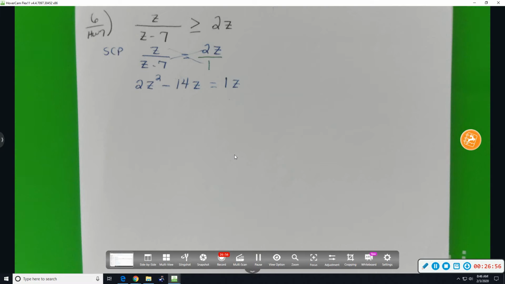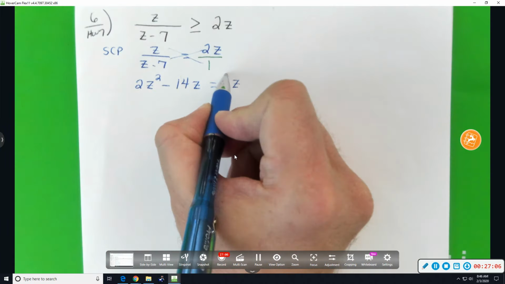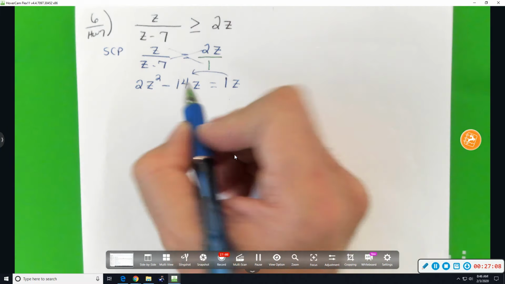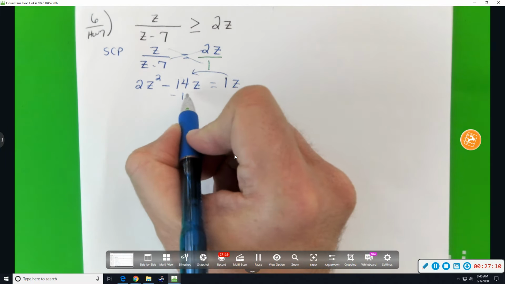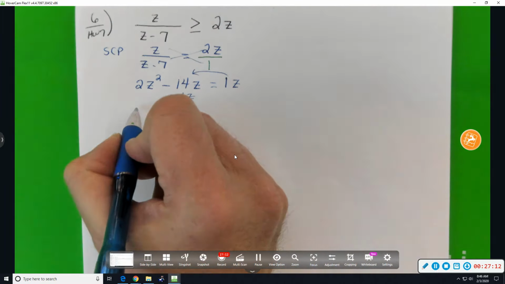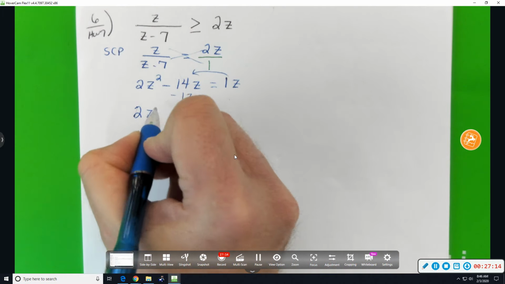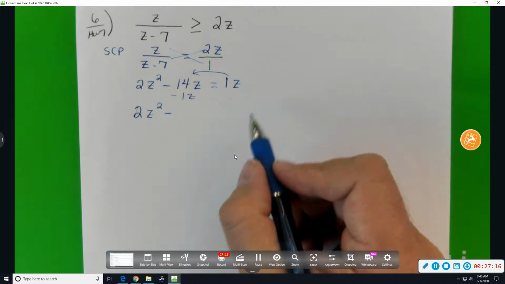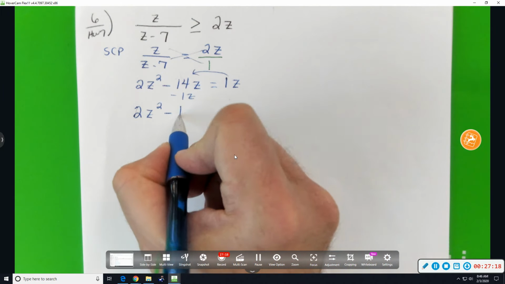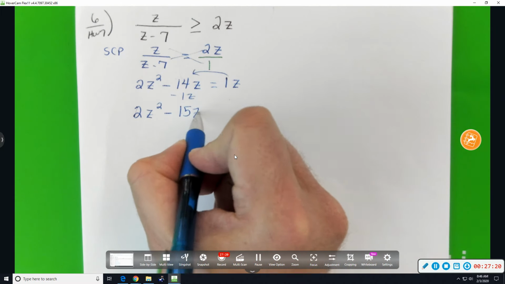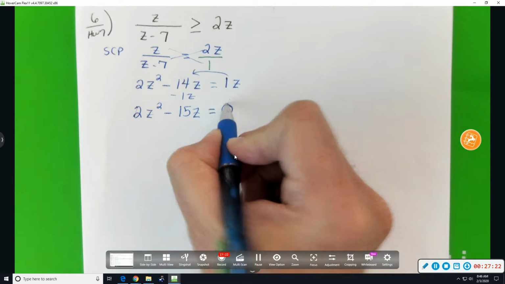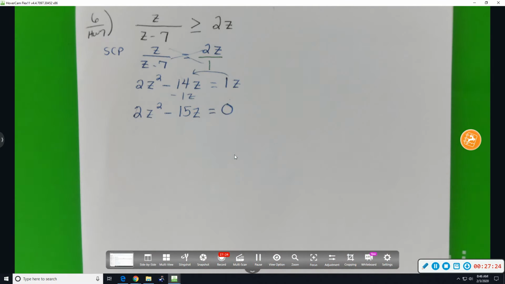And this is another quadratic equation. So we need a 0 on one side. So I'm going to move this 1z over by, what am I doing? Am I subtracting 1z from it? So I'd have 2z squared. What's this going to be? Is that going to be a minus 15z equals 0?